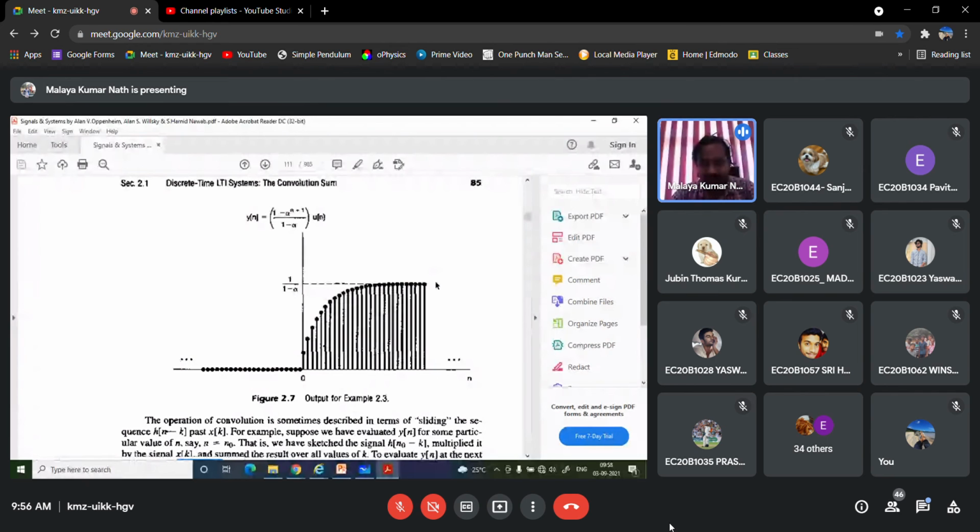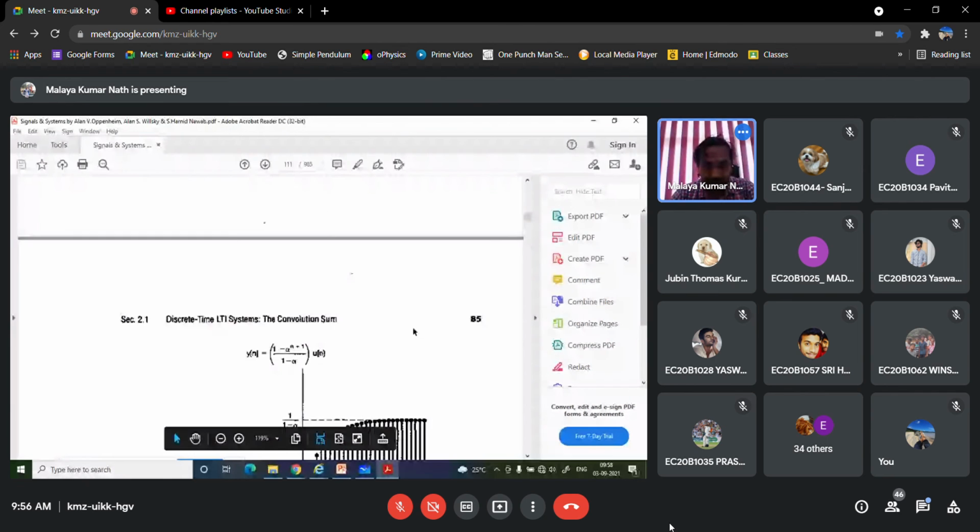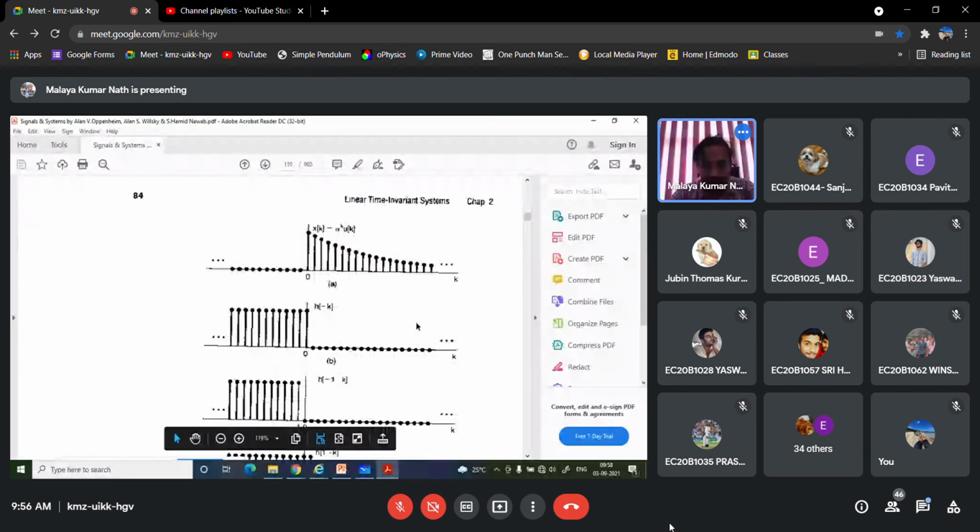And if you see the graphical representation or illustration of this, this is your alpha to the power k u of k. Now this h of k gets folded, that is rotated by 180 degrees.